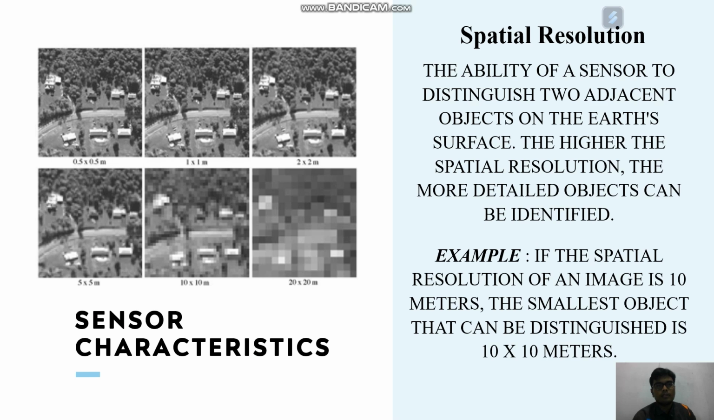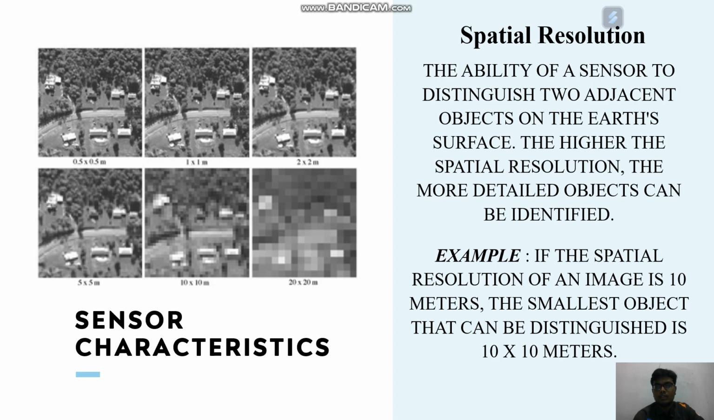In satellite remote sensing, there are several sensor characteristics. Here, I give four sensor characteristics. First is spatial resolution, the ability of a sensor to distinguish two adjacent objects on the Earth's surface. The higher the spatial resolution, the more detailed the objects that can be identified.